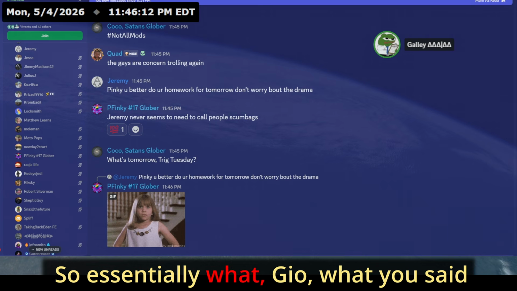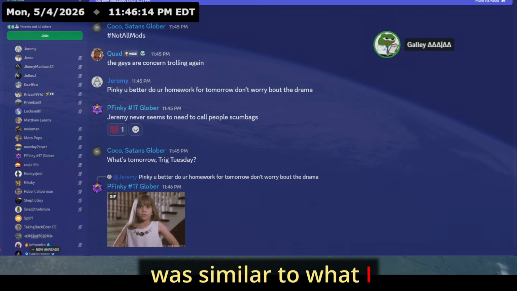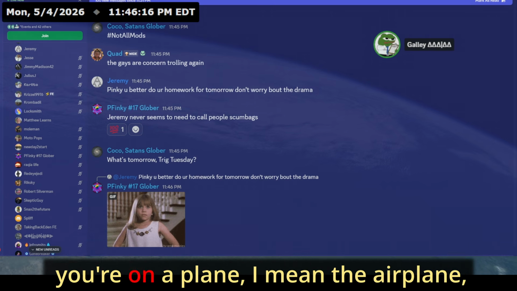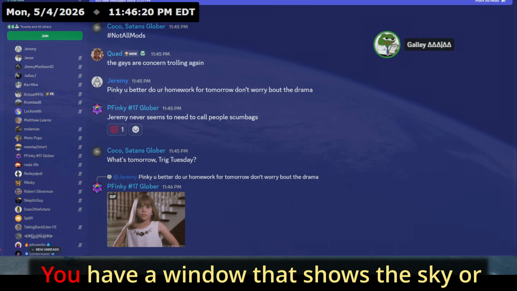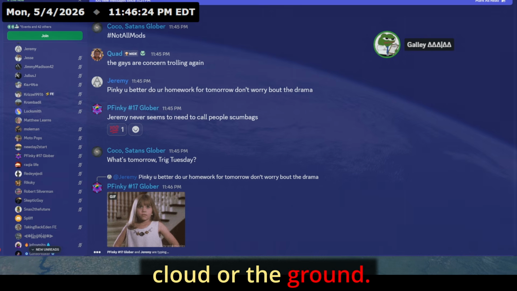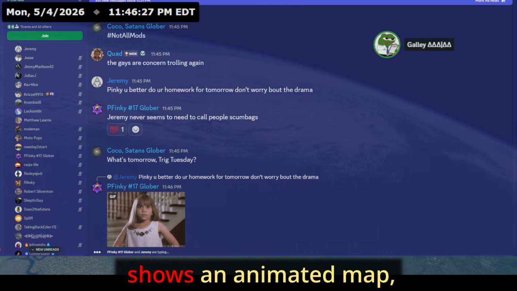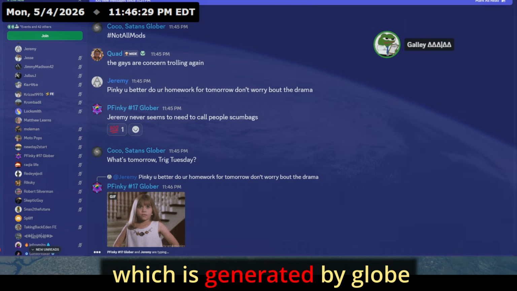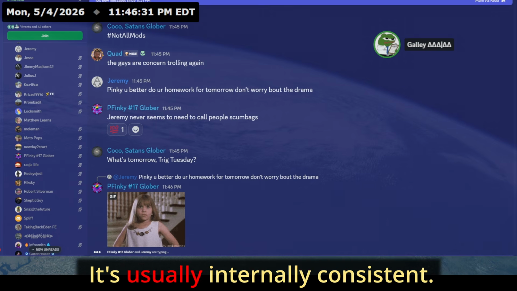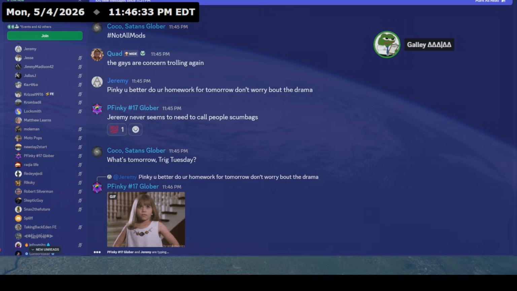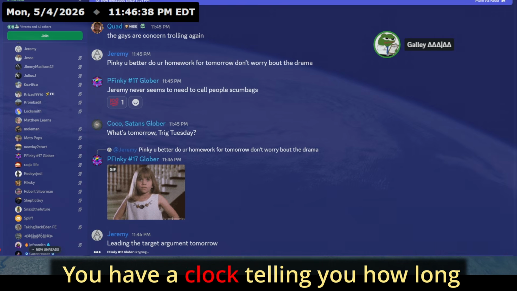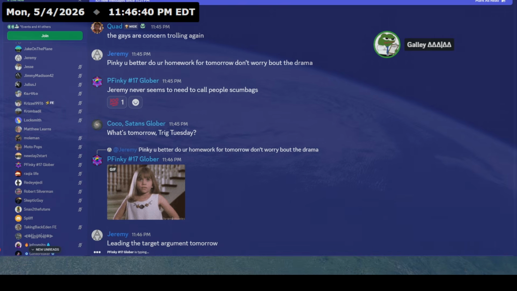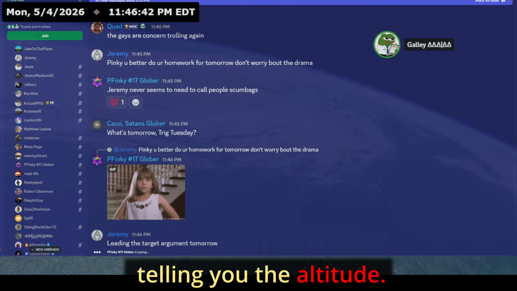Yep. So essentially, what you said was similar to what I was going to say. When you're on an airplane, the stuff that you have access to is a window that shows the sky or cloud or the ground. You could have a screen that shows an animated map, which is generated by globe model software, and it's usually internally consistent. You have a stated departure city and arrival city. You have a clock telling you how long you've been in the air. You have an announcement telling you the altitude.